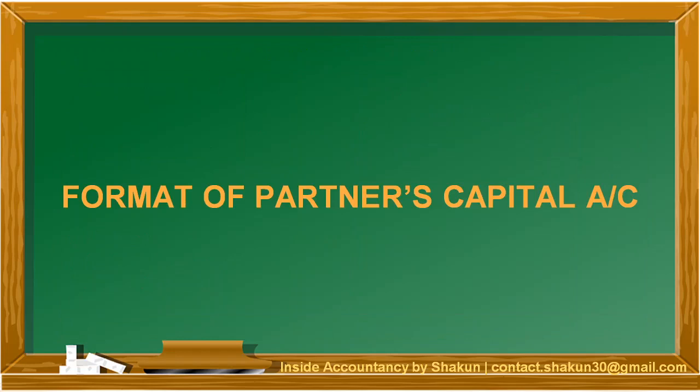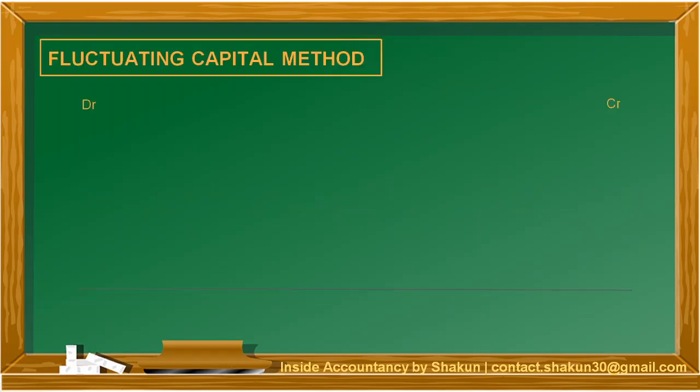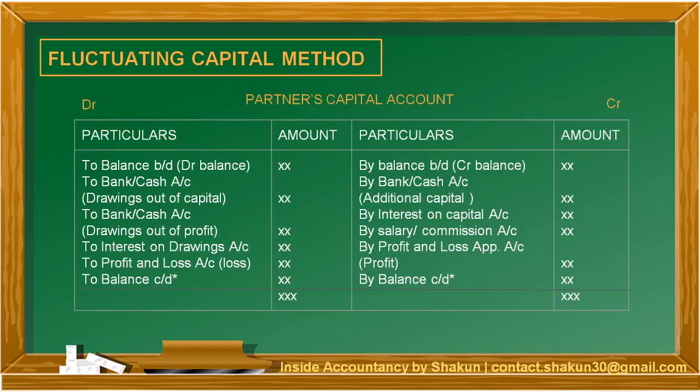Let's have a look at the format of partners' capital account. Before we look at the format, please remember that there are two methods of preparing partners' capital account: fixed method and fluctuating method. According to the fluctuating capital method, only one account, that is partners' capital account, is prepared and all the adjustments, all the appropriations are shown in the partners' capital account.